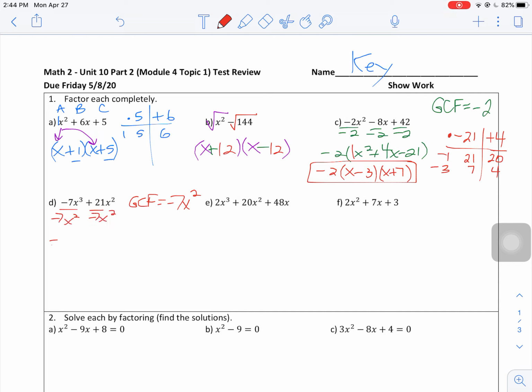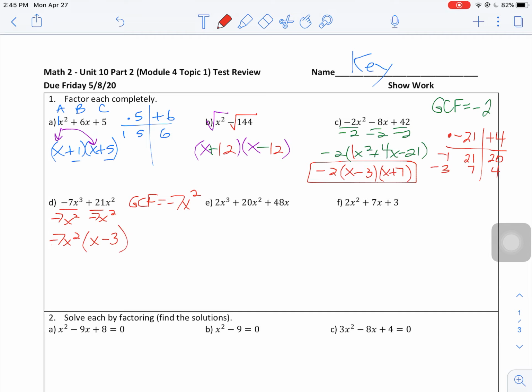So I take my negative 7x squared out in the front, and then when I'm dividing, in that first term, negative 7 divided by itself cancels out. X to the third divided by x squared: when you're dividing like bases, you subtract the exponents. So 3 minus 2 is 1. But that little 1 that I just wrote in there, I never actually leave that in my final answer, so I'm going to get rid of that. Second term, 21 divided by negative 7 is negative 3, and then x squared divided by itself cancels out.